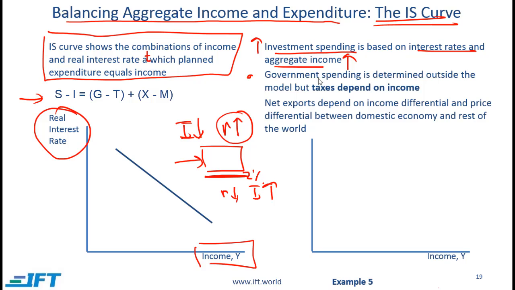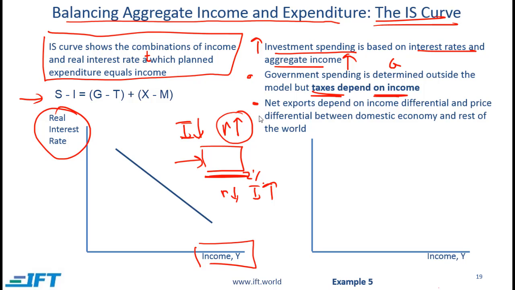Next point, government spending, or G, is determined outside the IS model or the LM model that we are talking about. So government spending is really an exogenous variable. Similarly, tax policy is exogenous to our model. Exogenous means that it is outside our model. But taxes, and note that there is a difference between taxes and tax policy, the policy is outside the model, but the actual taxes paid depend on income. So taxes are considered in the model.